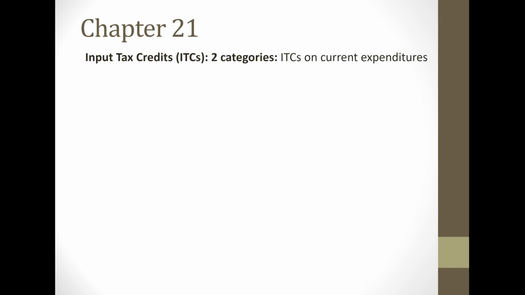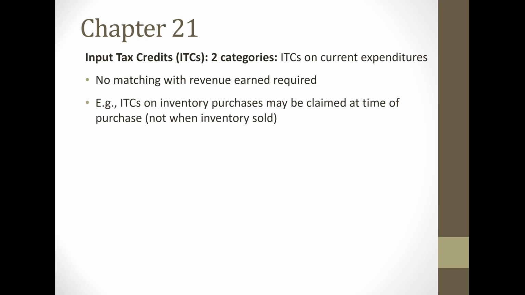Now we're going to focus on 2 categories. The first category is input tax credits, the GST/HST paid on current expenditures. Now there's no matching required. For example, let's say that a company purchases inventory and they pay GST/HST on those inventory purchases. They can claim the input tax credits when the purchases are made, not when the inventory is sold. So there's no match required like there is for accounting.